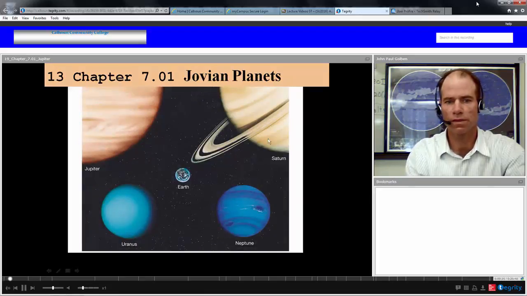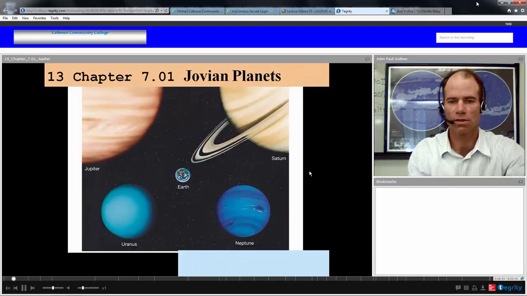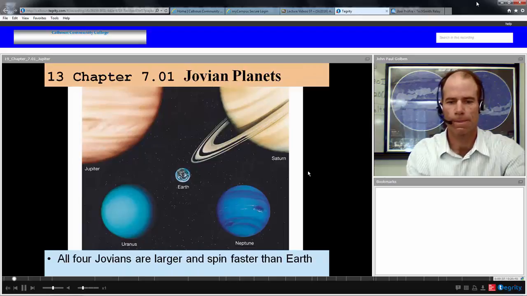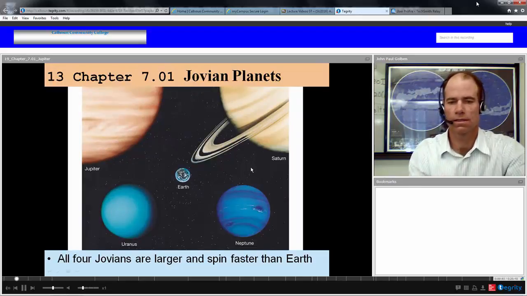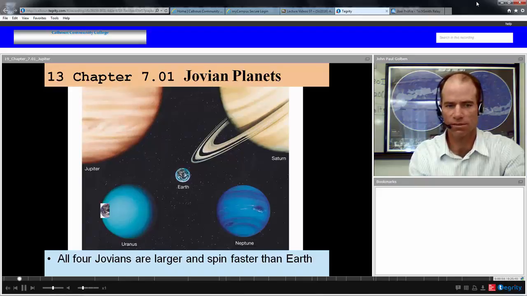And before we get there, let's compare the Jovian planets again to the size of the Earth. Here's the relative sizes of the 4 Jovian planets in relation to the Earth itself. All 4 are larger than the Earth, and all 4 of them spin faster than the Earth. Jupiter and Saturn on the order of 10 hours to spin once on their axis, and Uranus and Neptune on the order of 16 or 17 hours.